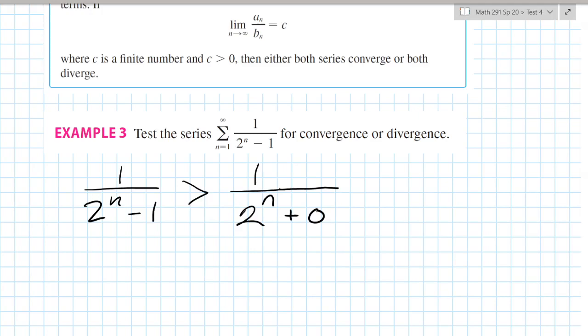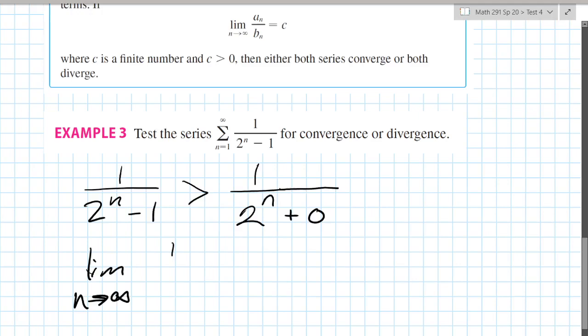Since the fraction on the left is larger than the one on the right, we have an idea that they look pretty similar. The one on the right converges, but in order for the comparison test to work, we need the convergent one to be larger than the one we don't know. So we're going to use the limit comparison test instead, since we know that 1 over 2 to the n converges.